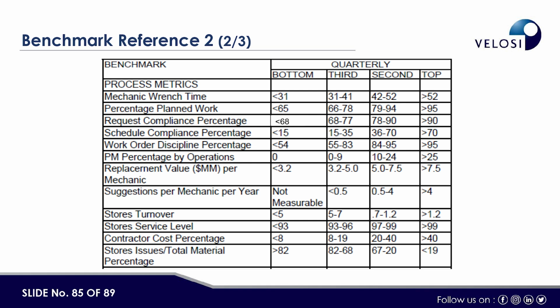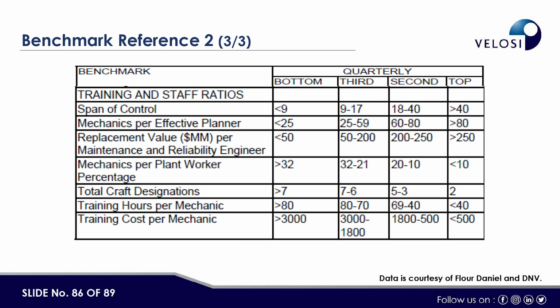So the second quartile and the top quartile is there. Then store issues, total material percentage, how it should be. So various numbers are available. Training and staff ratios, like a span of control, mechanics per effective planning, replacement value, and so on.